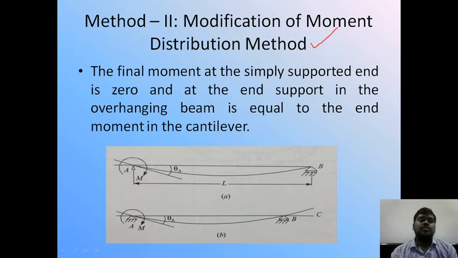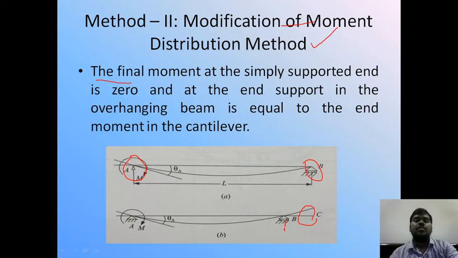The first point here is that the final moment at the simply supported end is 0. This is a simply supported end, and this is also a simply supported end. The moment at the end support in the overhanging beam is equal to the end moment in the cantilever. So this is the end support of the overhang, say C. What is the moment here?